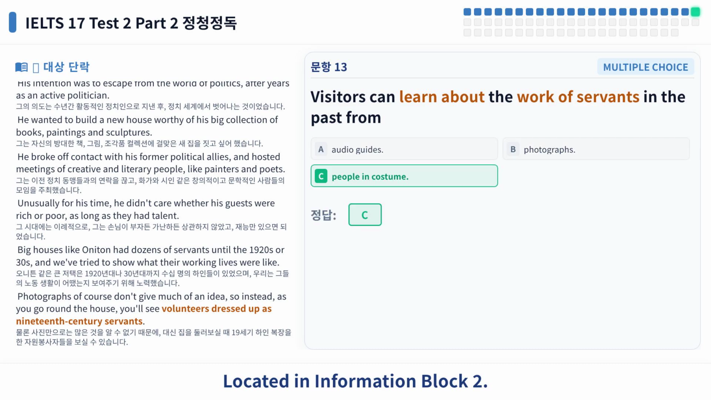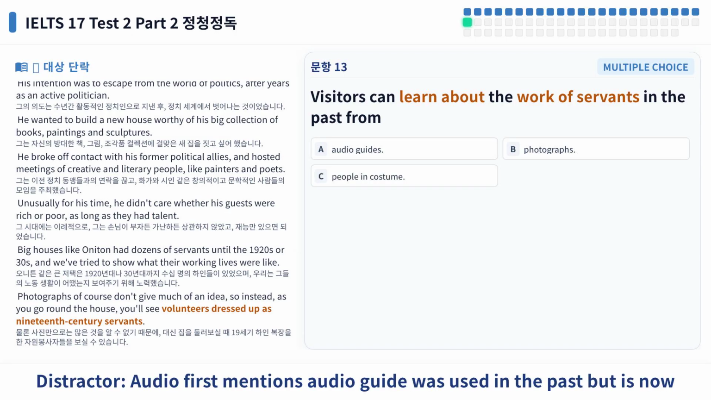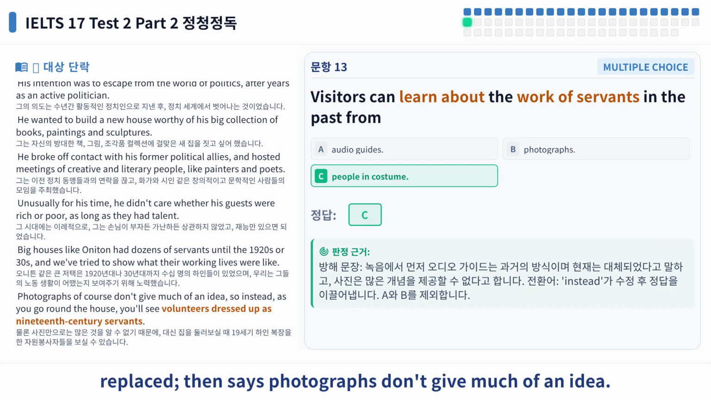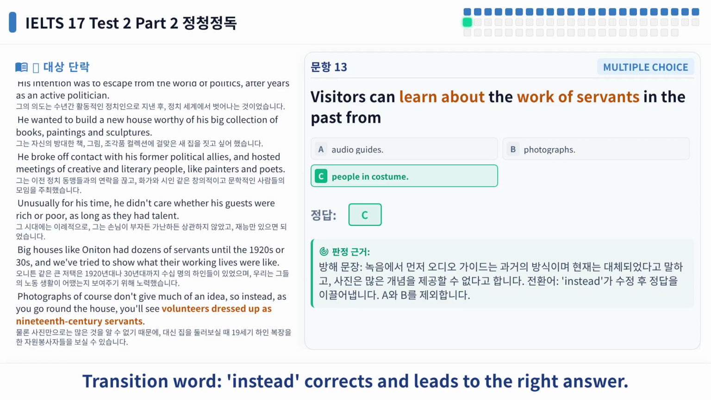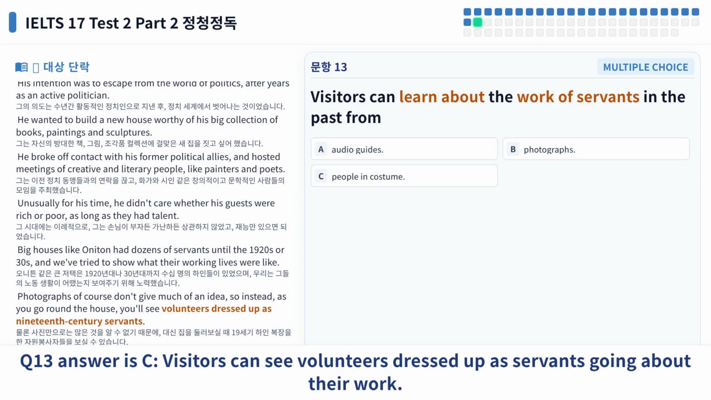Audio says, photographs, of course, don't give much of an idea, so instead, as you go round the house, you'll see volunteers dressed up as 19th century servants going about their work. Signal word, instead, leads to the correct answer. Distractor: audio first mentions audio guide was used in the past but is now replaced, then says photographs don't give much of an idea. Transition word, instead, corrects and leads to the right answer. Eliminate A and B. Q13 answer is C. Visitors can see volunteers dressed up as servants going about their work.